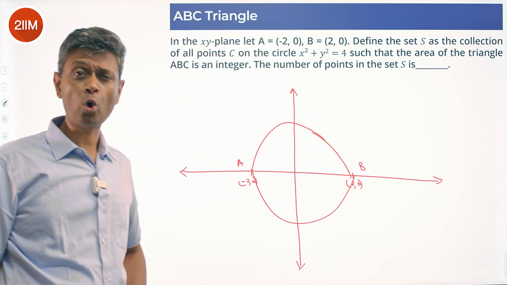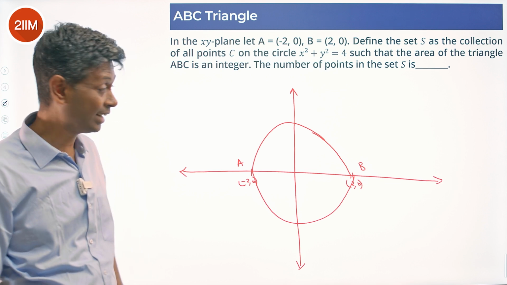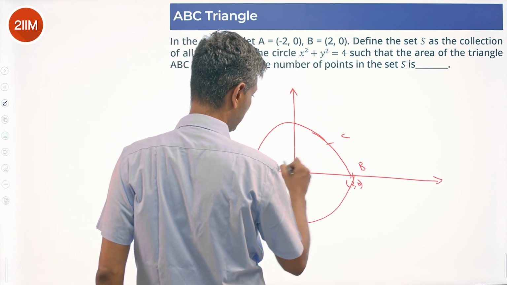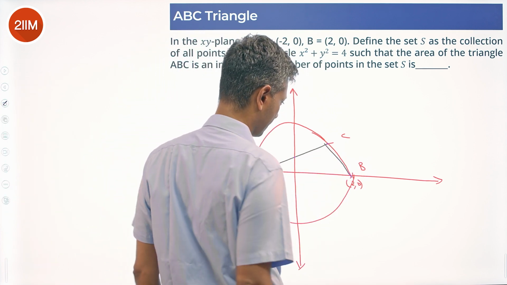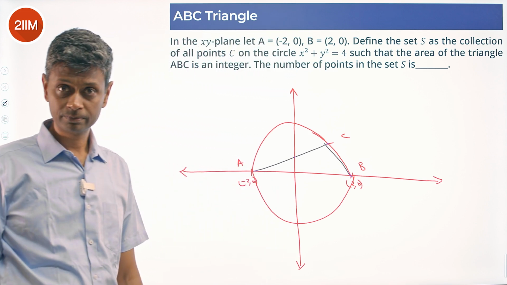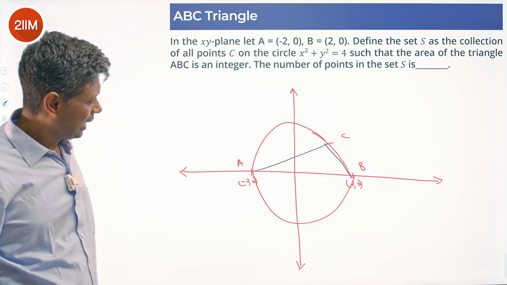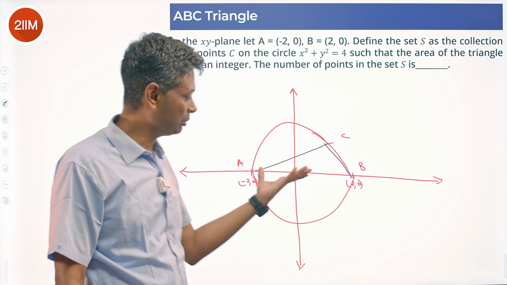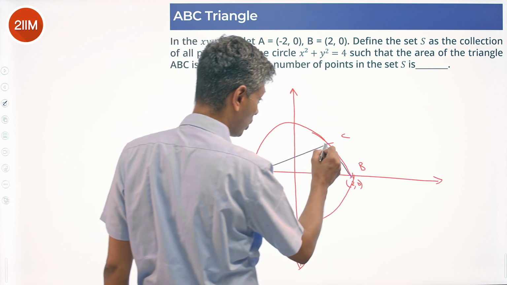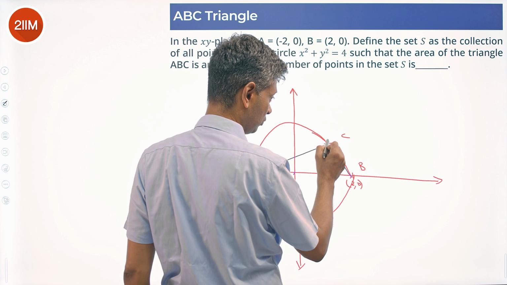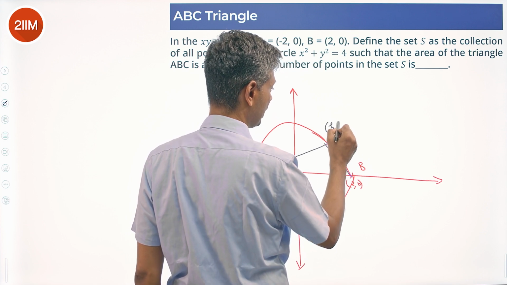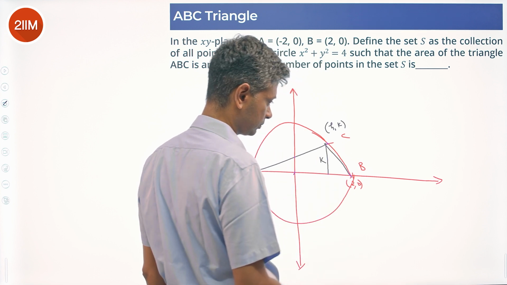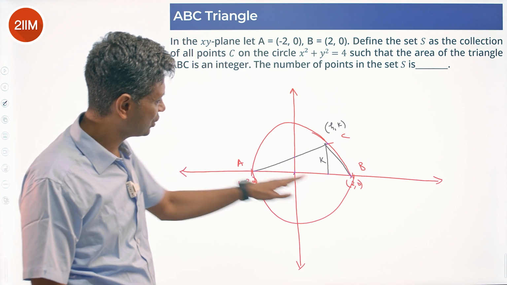C is some point on the circle such that the area of the triangle ABC is an integer. Right? I can say this is the right angle, half into AC into BC and all that, but I don't want to do all that. I already know AB. AB is 4. Okay, so if this is 0 comma 0, this point's coordinates are h comma k. This is h, this is k, and this height is k.